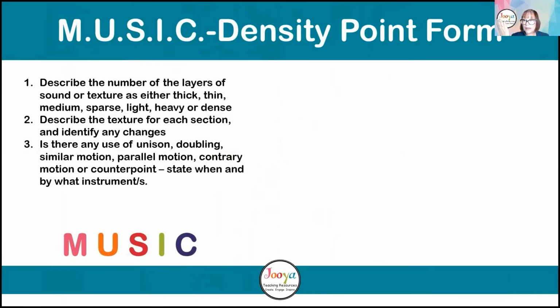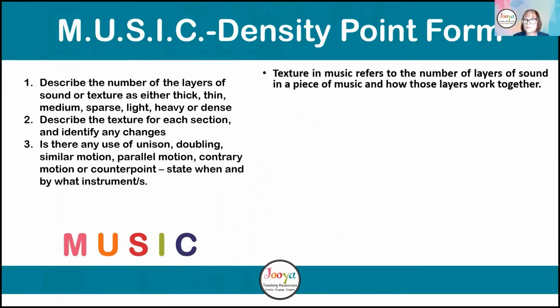If we were answering it in point form, because it's up to you whether you do it in point form or paragraph form, it's essentially the same thing anyway. The first thing would be: texture in music refers to the number of layers in a piece of music and how those layers work together. All this is, is the main musical idea. We're talking about density. So the main musical idea is texture in music, which refers to the number of layers of sound in a piece of music and how those layers work together. That's what we're talking about.